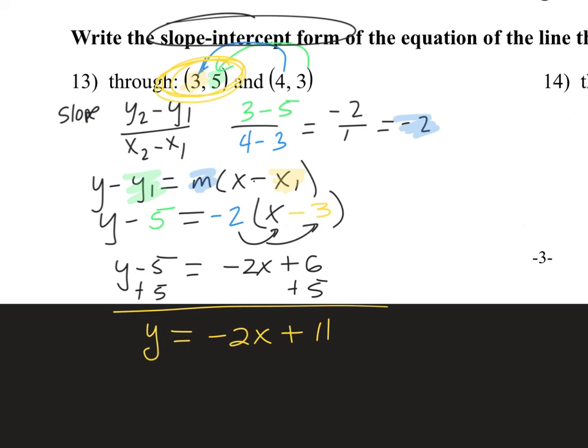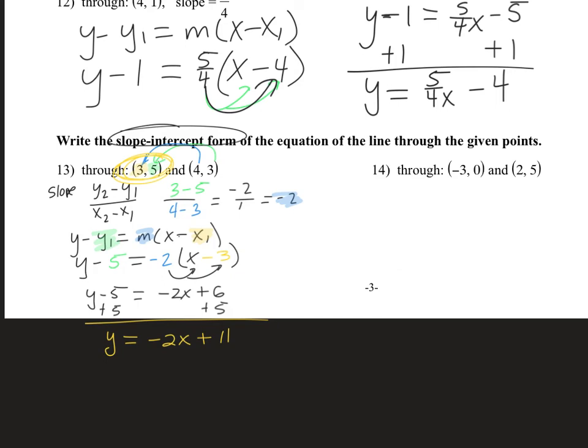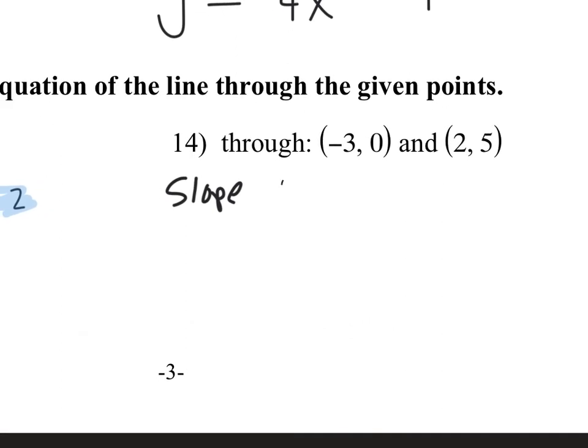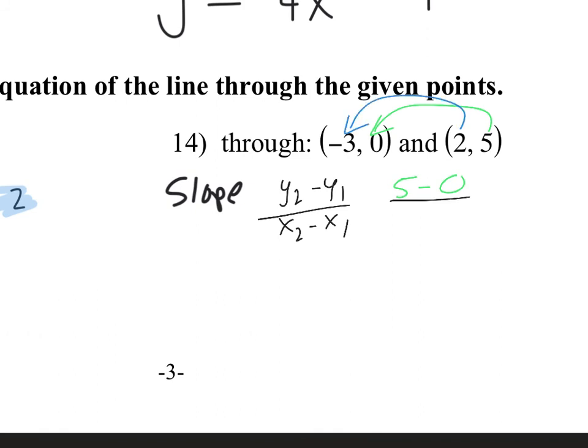Last but not least, all right, so we got to do what we did before to get an equation in slope-intercept form. We got to get a slope in the first place. So if I do y2 minus y1 over x2 minus x1, that'll be 5 minus 0 over 2 minus negative 3. That's a double negative, so it's going to end up being 2 plus 3. So that's going to leave me with 5 over 5, which simplifies to a 1.